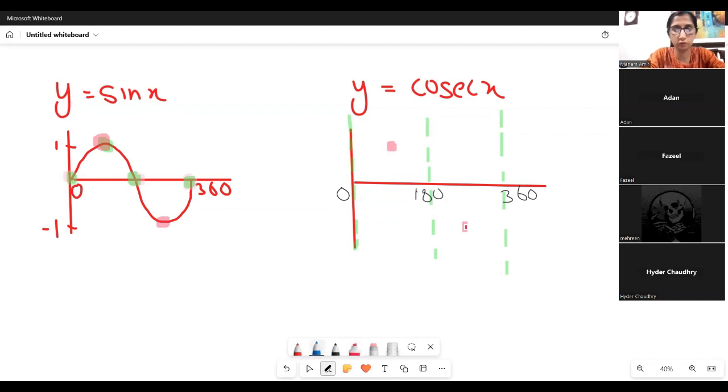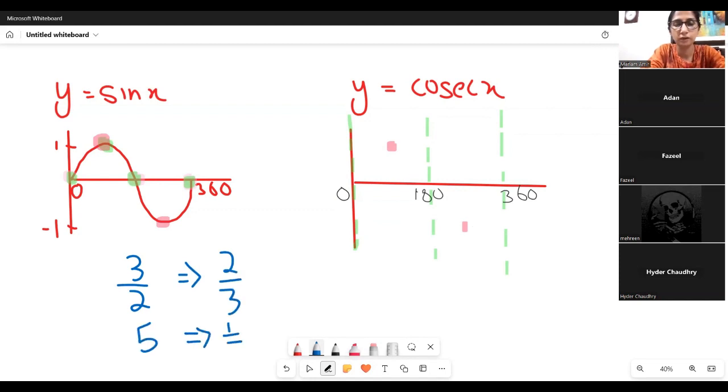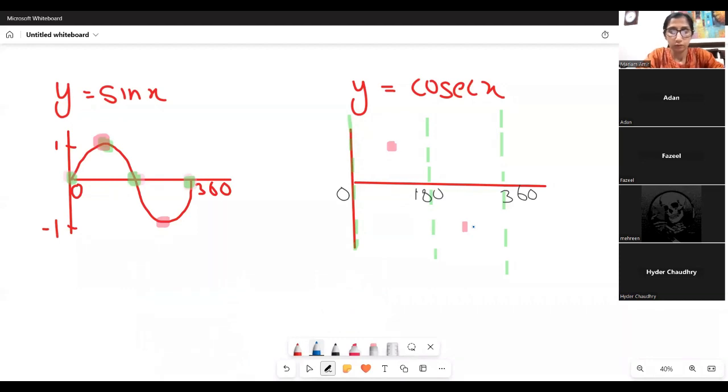I hope you know what reciprocal means. Like the reciprocal of 3 by 2 will be 2 by 3. So the reciprocal of 5 will be 1 by 5. The reciprocal of 1 will be 1 by 1, which is still 1. And the reciprocal of minus 1 will be 1 over minus 1, which is still minus 1. So that is why 1 is going to stay the same and minus 1 is going to stay the same. So I'm going to write 1 here and minus 1 here.